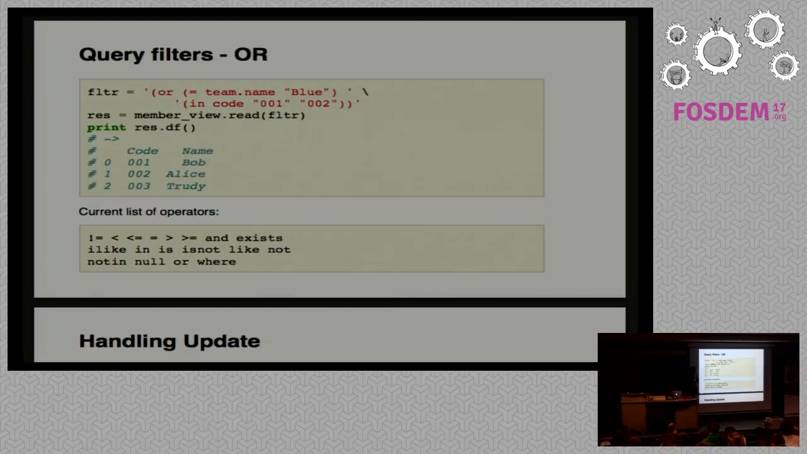And here are the current operators. So I showed or, equal and in, but you also have not equal, bigger, smaller, is not, null, not null, quite handy, etc. I'm not sure I have everything, but until now I haven't yet needed something else.